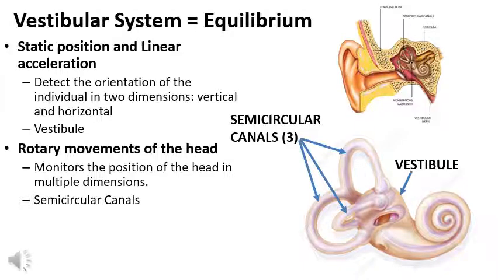All right, let's talk about the vestibular system, which monitors equilibrium. And it's also located right alongside of the cochlea. So let's see what it assesses. It assesses static position, which is your non-moving position. I'm sitting in front of a microphone right at this minute.